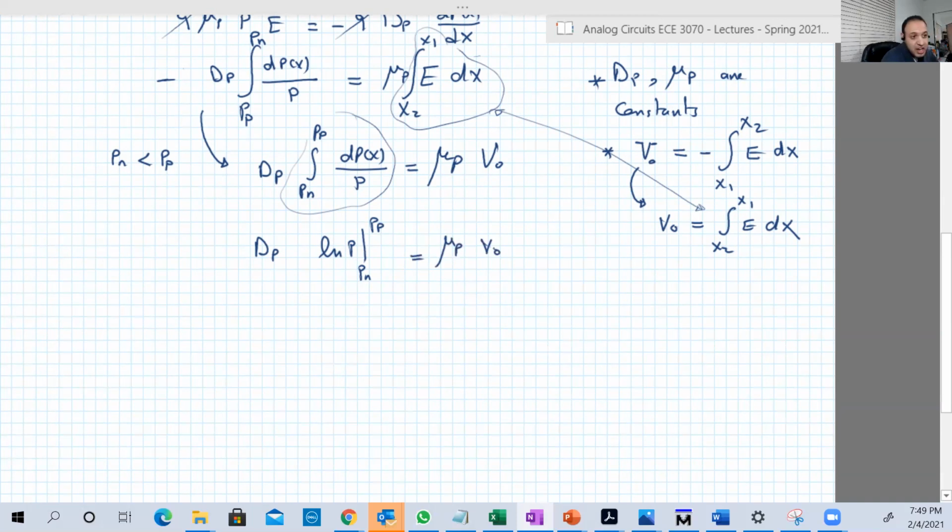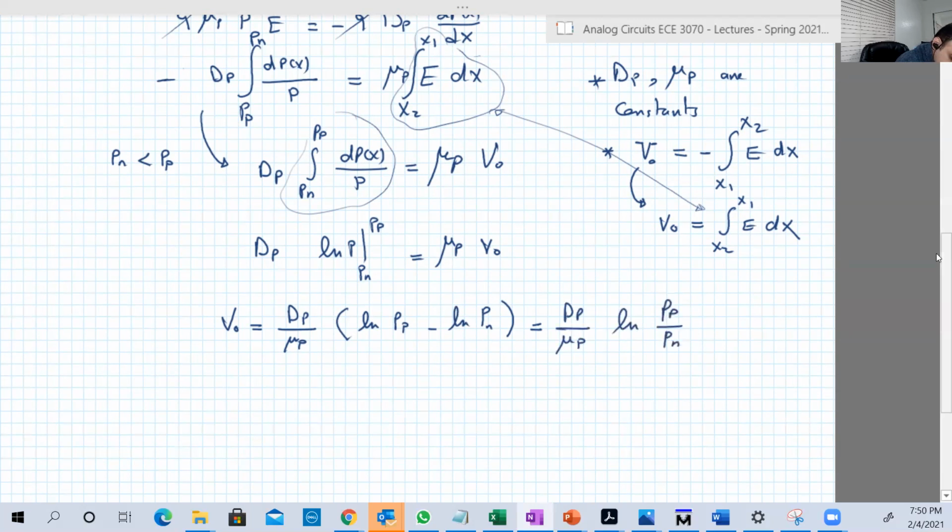So let's divide both sides by mu p. So V naught equals dP over mu p, and this ln is actually ln Pp minus ln Pn, equal to dP over mu p ln Pp over Pn.